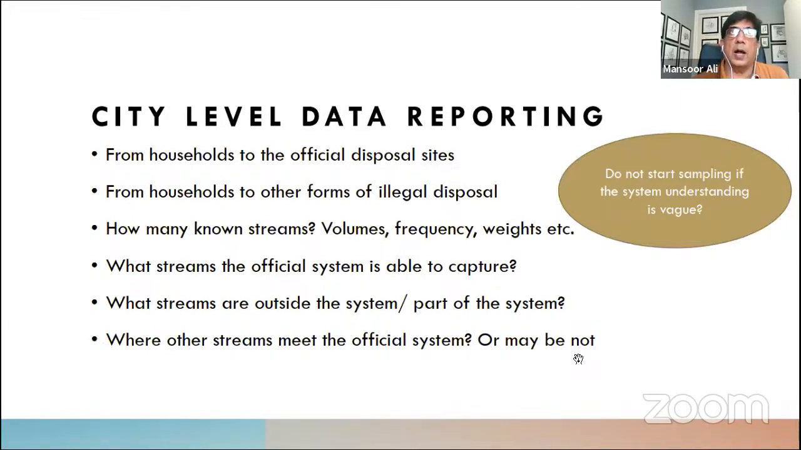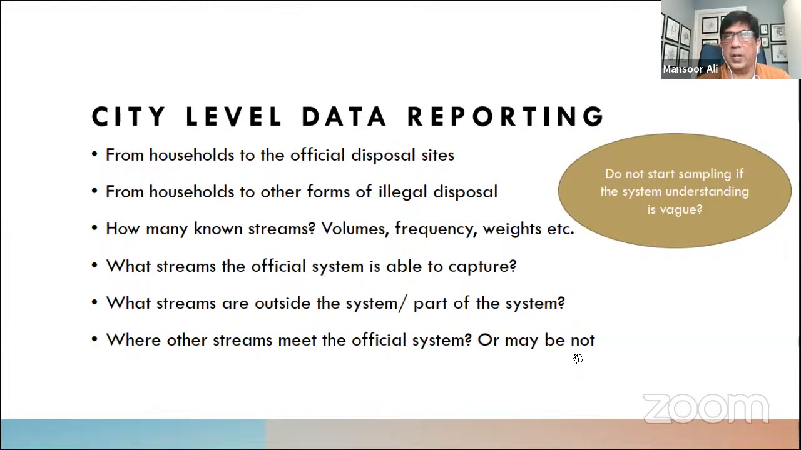The second suggestion, and this is very important, is to try to understand the system as it happens very clearly before you jump to data collection. As researchers and specialists, we have a desire to start collecting data quickly, and I think the important thing is to hold on and wait till you understand what system is operating, right? So from the household, how much waste is going to the official dumping site? How much waste is going to an illegal dumping site, and what route is it taking?